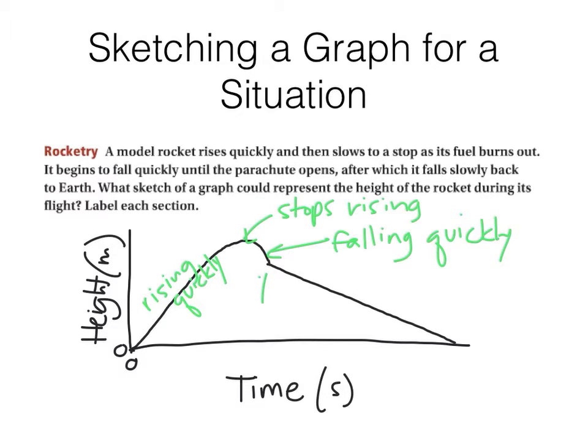At this point, what happened? Well, based on what it says up here, it was falling quickly, and then the parachute opened. So at that point, that's when the parachute opens, and the rocket falls slowly to the ground. So we can describe these situations. You're going to need to be able to match graphs with situations, to sketch graphs to describe situations, and write out situations that are illustrated by graphs.